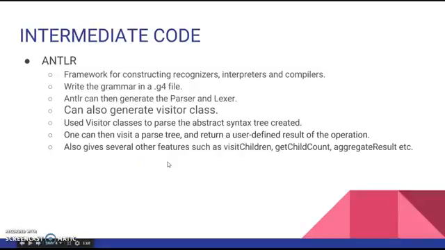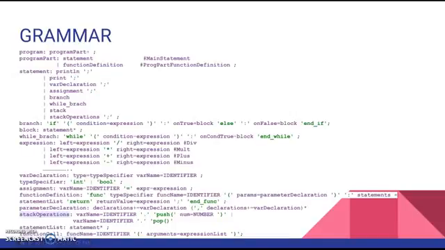To generate the intermediate code, we use ANTLR. For this, we first create the grammar in a .g4 file. Then we use ANTLR to generate the parser, lexer, and additionally the visitor class. ANTLR provides us with a set of functions to visit the nodes of the parse tree, and then we can return the user-defined operations for them. Additionally, it provides us with some functions such as visit children, get child count, aggregate results, which we have used in our implementation. This is a snapshot of our grammar.